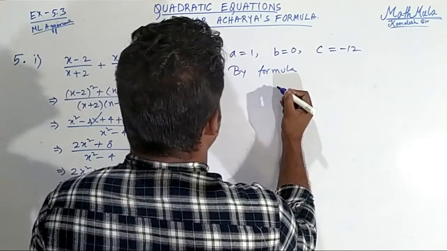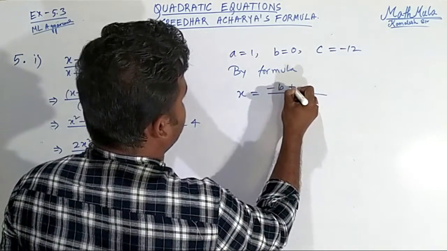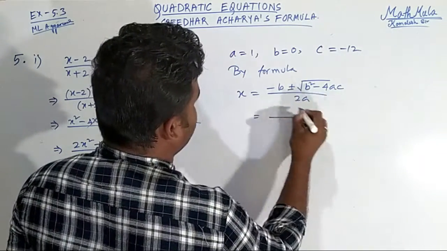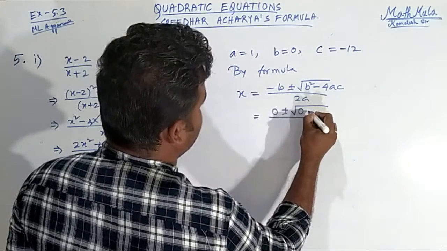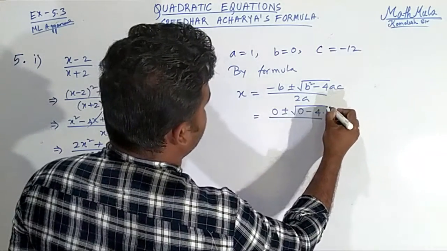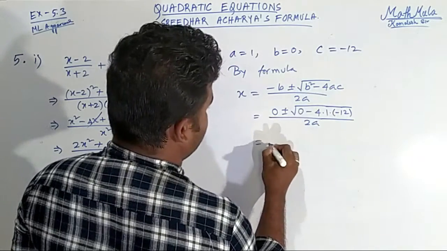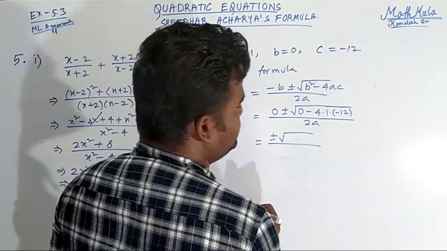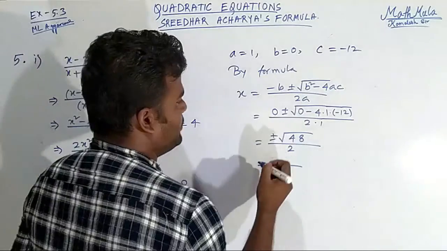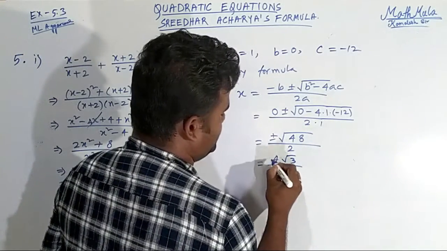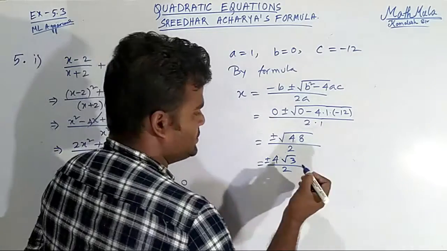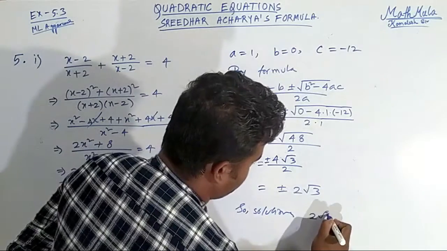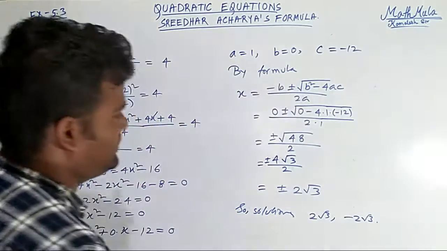By Shridharacharya formula, x is equal to minus b plus minus root over b square minus 4ac by 2a. Now putting the value, this is 0 plus minus root over 0 minus 4 into 1 into minus 12 by 2a is equal to plus minus root over minus minus plus, 4 12 is 48 by 2. The square root of 48 is 4 root 3 by 2, plus minus 4 root 3 by 2. So the roots are plus minus 2 root 3. So the solutions are 2 root 3 and minus 2 root 3. That's it.